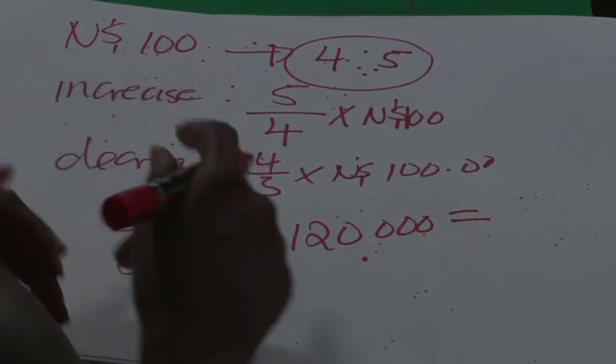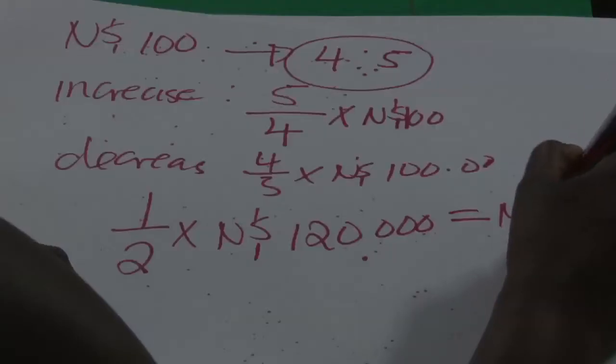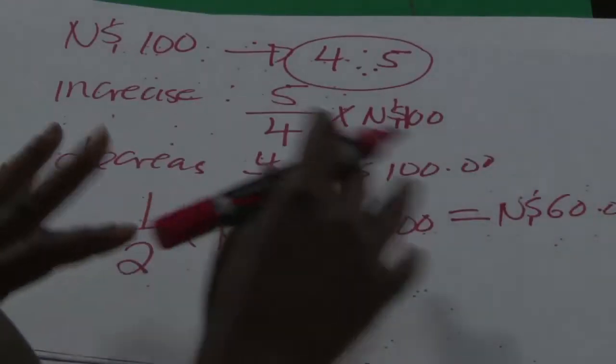So it will be a half times 120,000. That will be 60,000. So the new value of the car is 60,000. Okay, increasing, improper fraction; decreasing, proper fraction.